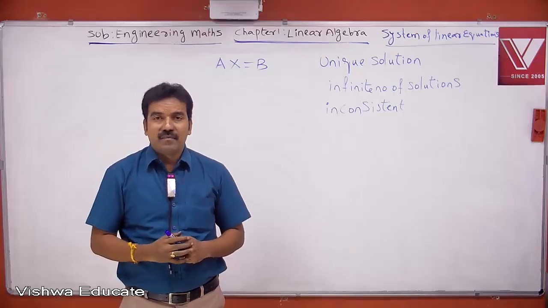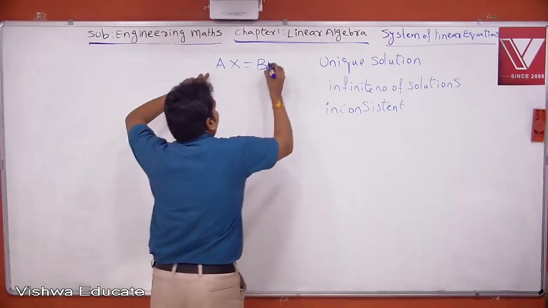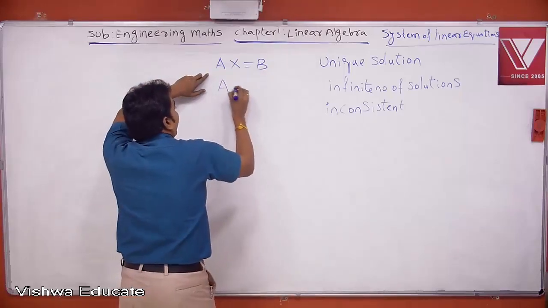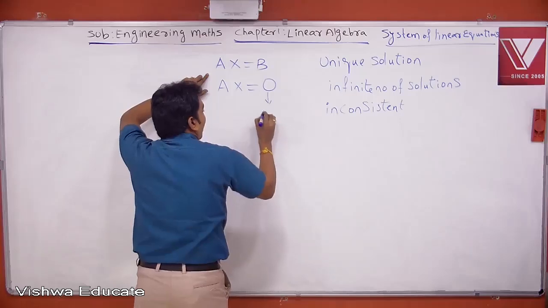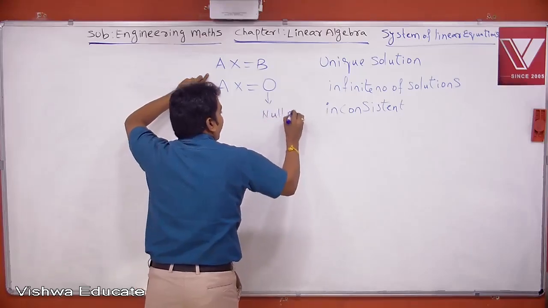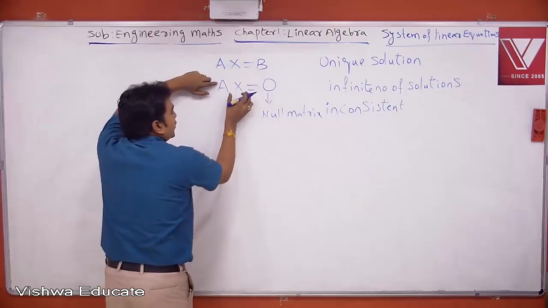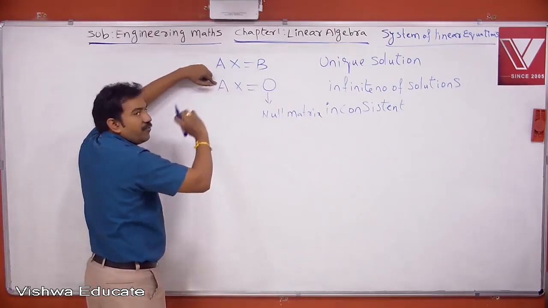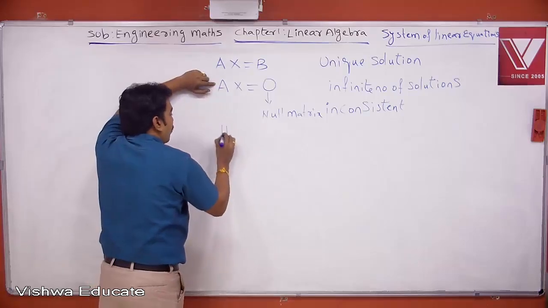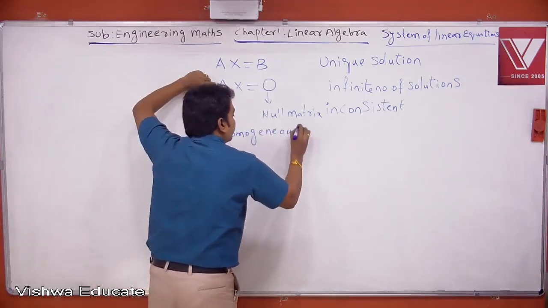So classification, that means there are two types of system of linear equations. One is Ax equal to b, another is Ax equal to O. Here O means what? Null matrix. That means if the RHS of every equation is 0, then such a system of equations is called a homogeneous system of linear equations.